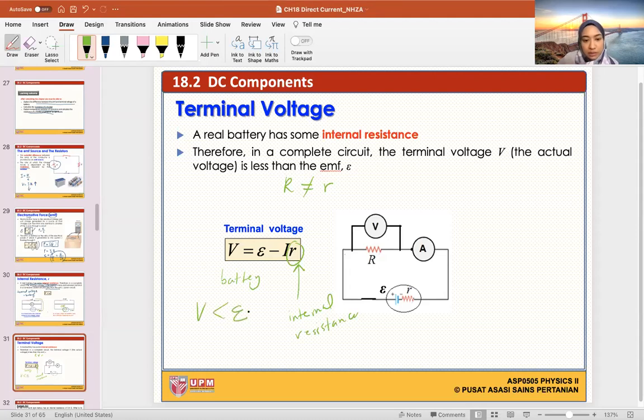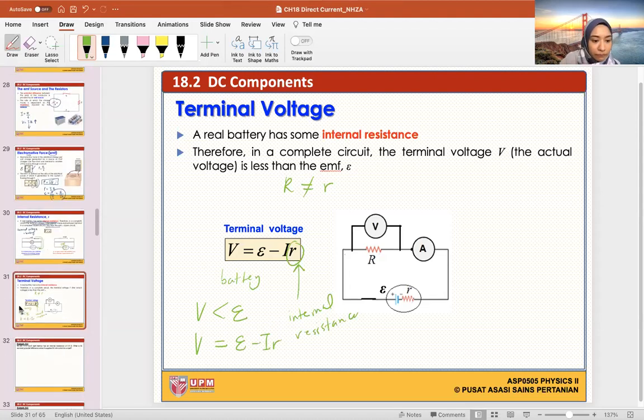So to get this equation, basically V needs to be less than EMF, so it is EMF minus internal resistance times current. Sorry, current times internal resistance.